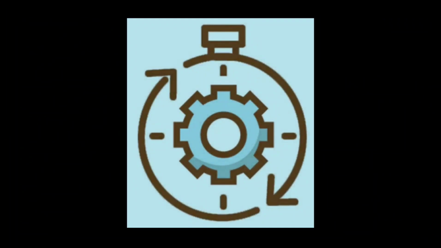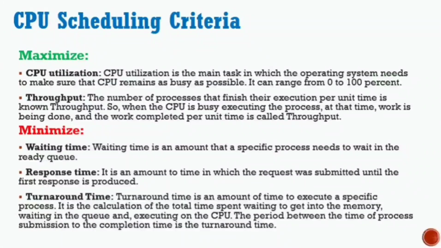And the turnaround time is the amount of time which is required for executing a specific process. The difference between the turnaround time and the throughput is that turnaround time is calculated from the time spent waiting to get into memory, then the time spent waiting in the queue, and the time taken for execution. So this period between process submission and completion is called the turnaround time. The waiting time, response time and turnaround time need to be minimized to ensure that CPU scheduling and the CPU work is done efficiently.